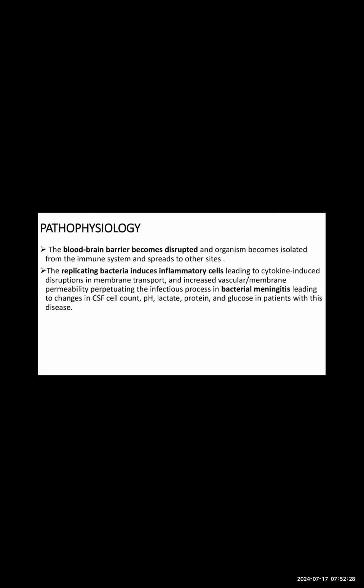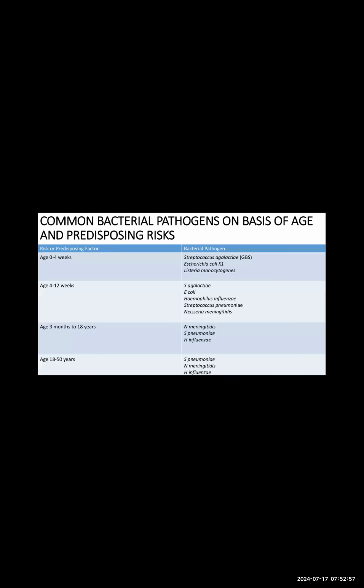So the blood-brain barrier is then breached in this patient, and the organisms become isolated from the immune system and then spread to other sites. This replicating bacteria then induces inflammatory cells, leading to cytokine-induced disruption in membrane transport and increased vascular permeability, perpetuating the infectious process called bacterial meningitis. This leads to changes in the CSF cell counts, pH, lactate, protein, and glucose in the CSF. So these are the common bacterial pathogens on the basis of age and predisposing factor.